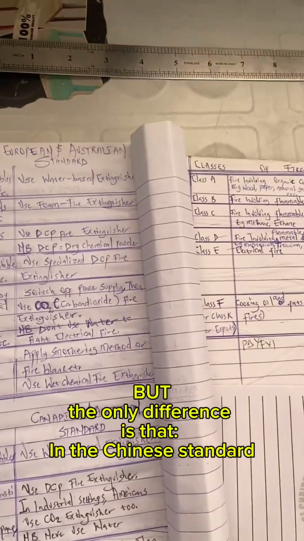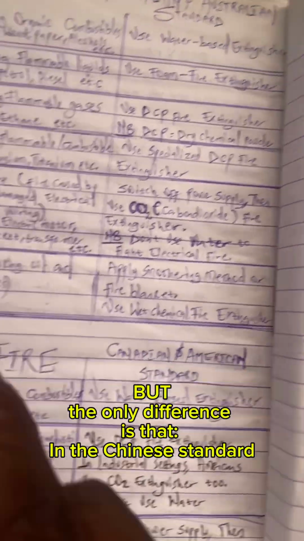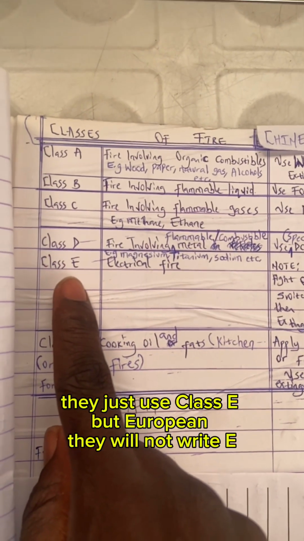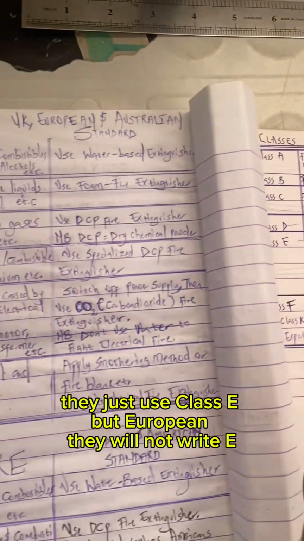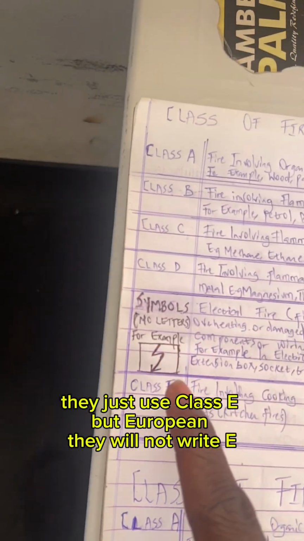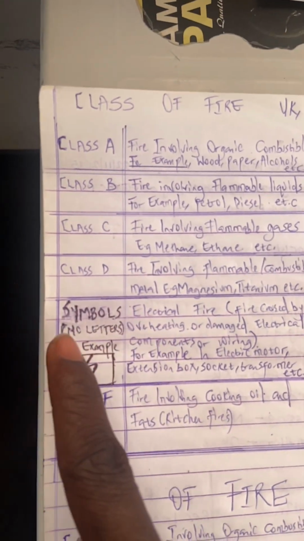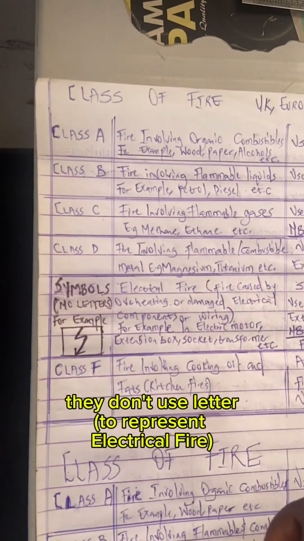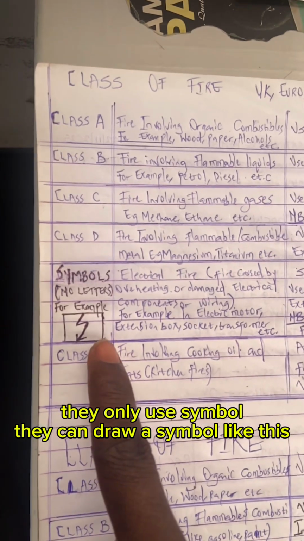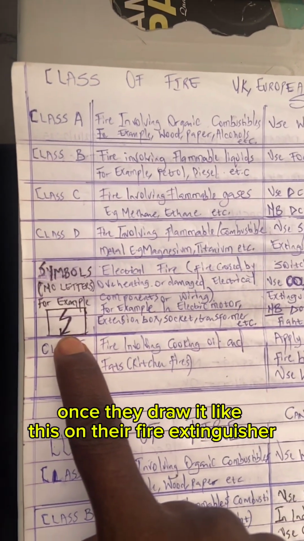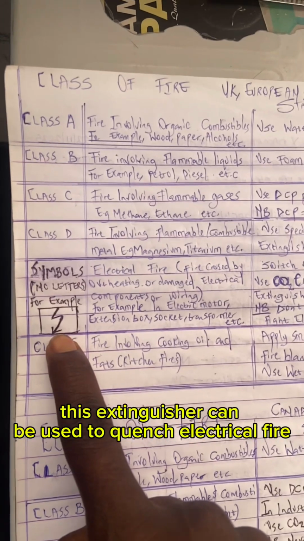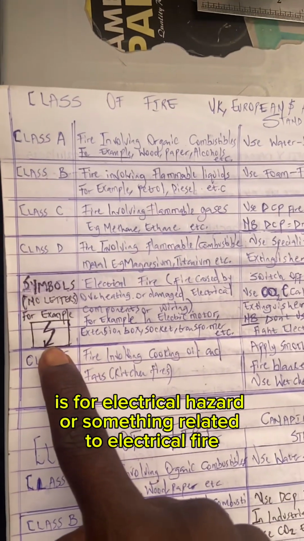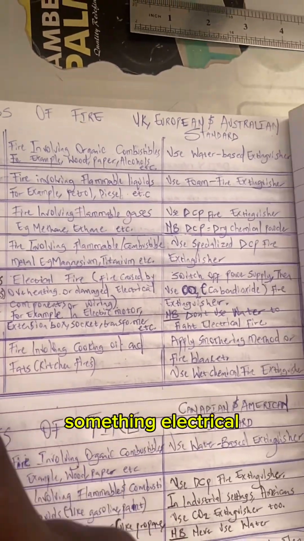The only difference is that in the Chinese standard, they use E for electrical fire. But Europeans will not write E. They don't use any letter. They only use a symbol. They can draw a symbol like this on their fire extinguisher, so you know that this extinguisher can be used to quench electrical fire. This symbol is for electrical hazard, something related to electrical fire.